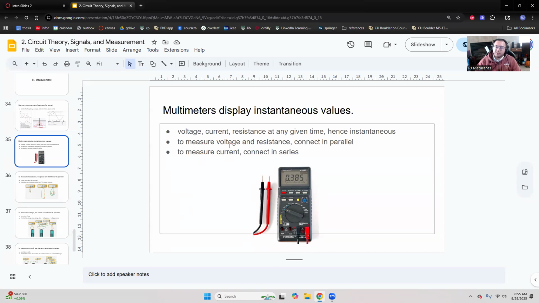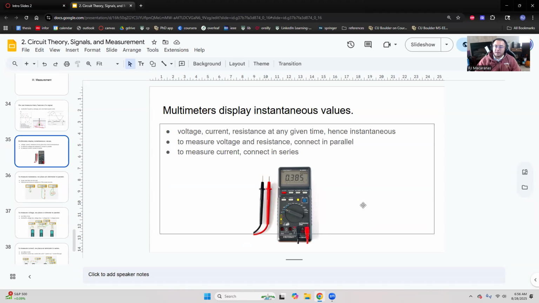So for measuring voltage, we want to connect our multimeter in parallel with that element. And that's just going back to Kirchhoff's voltage law, right? And how what goes up must go down. So if I create a loop by placing this voltmeter in parallel, then I can effectively measure the exact voltage drop across that element.